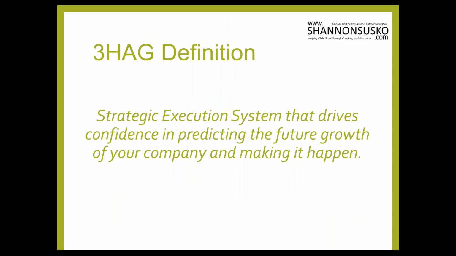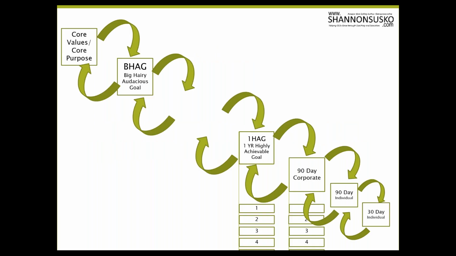So the definition of 3HAG: a strategic execution system that drives confidence. You've already heard me say that a couple of times. We want to be confident in predicting the future. Those words usually don't go together. That's what we're going to get better at. As coaches, we really want to help companies get better at that. And as leaders, we want to get better at that. It makes it much easier to make great decisions, and for our team members to make great decisions in regards to where we're driving.